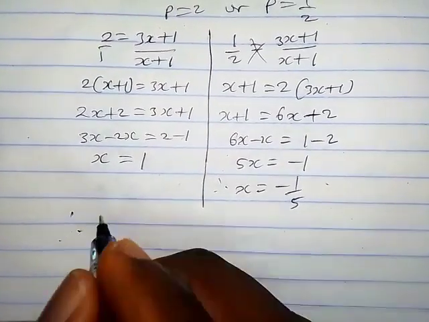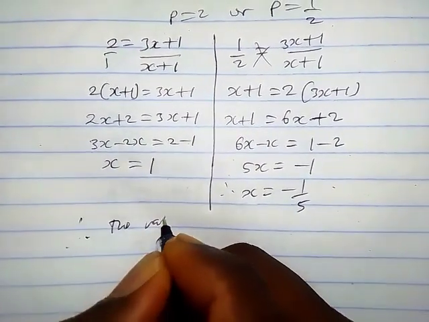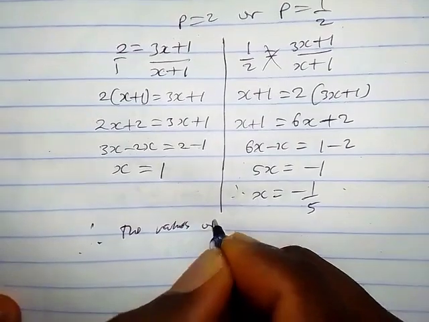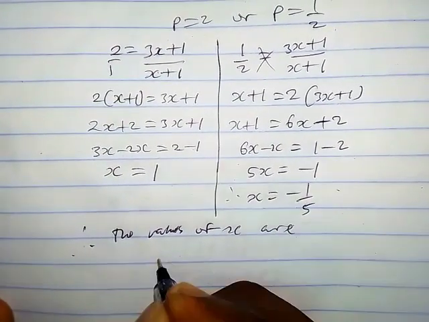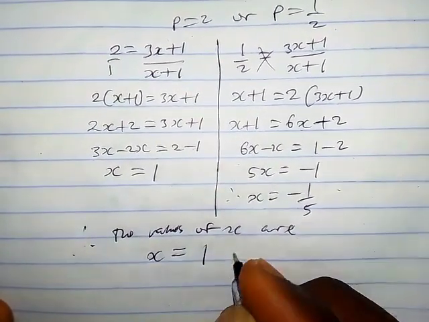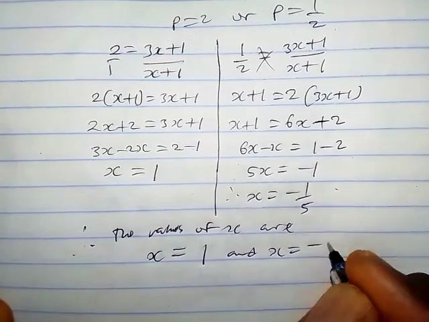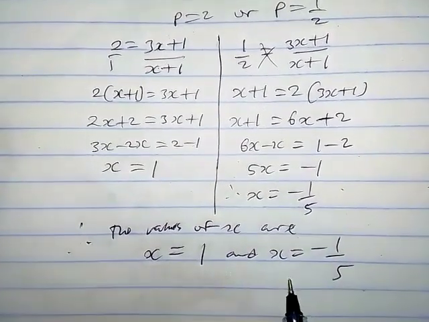So therefore the values of x are x equals 1 and x equals negative 1 over 5. So these are the integral values of x.